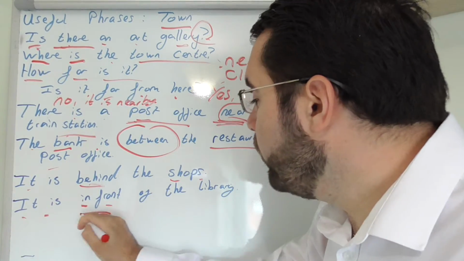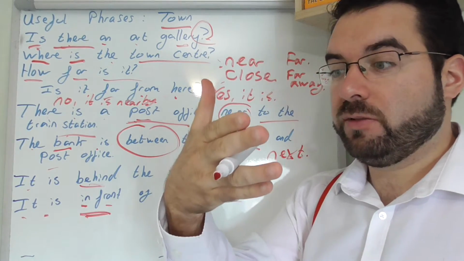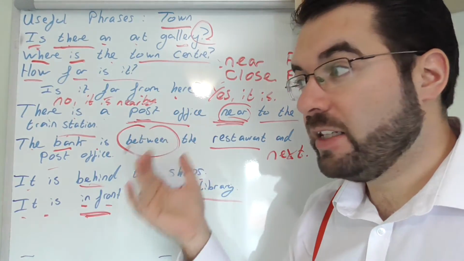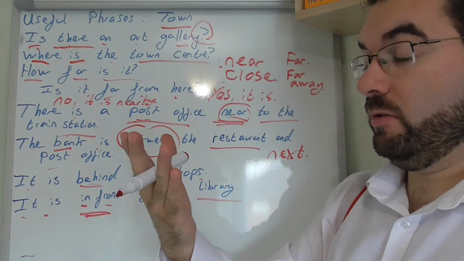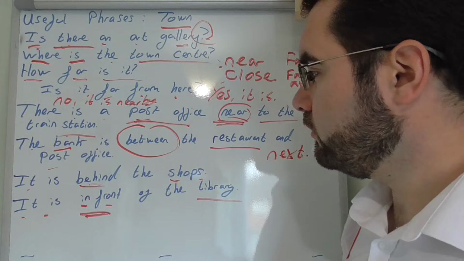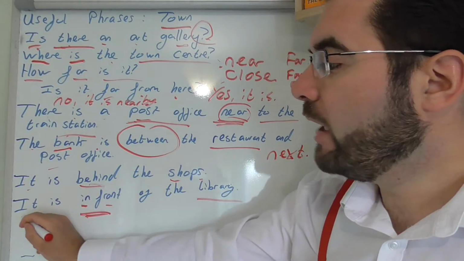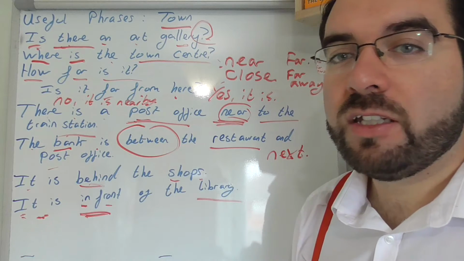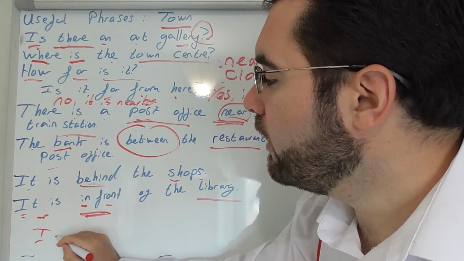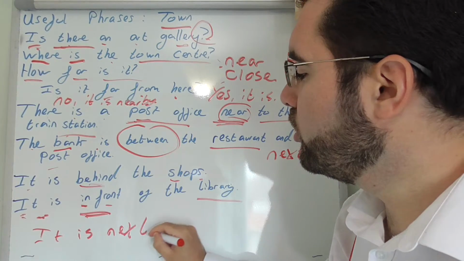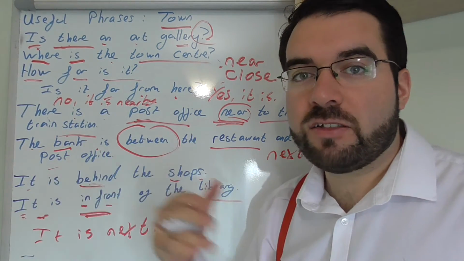It is in front of the library. In front. It is in front of something. So we have it is as a statement. It is behind. It is in front. It is next to.